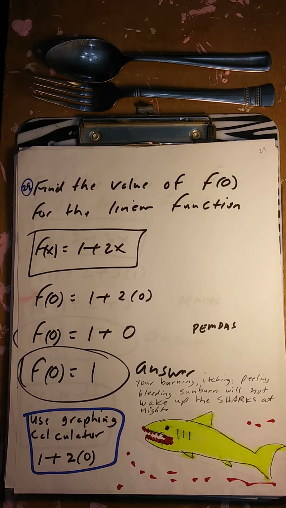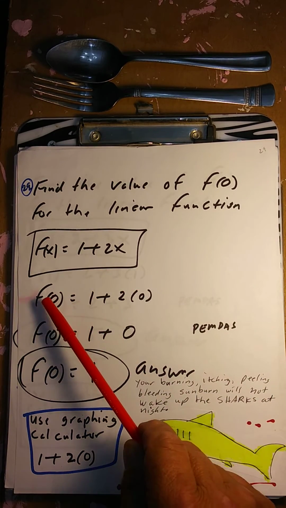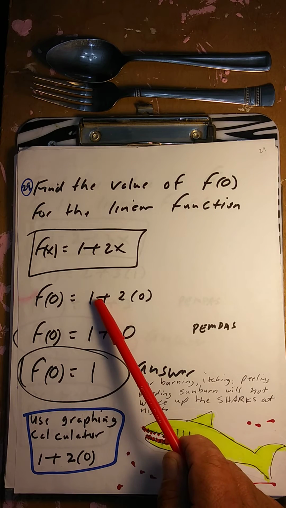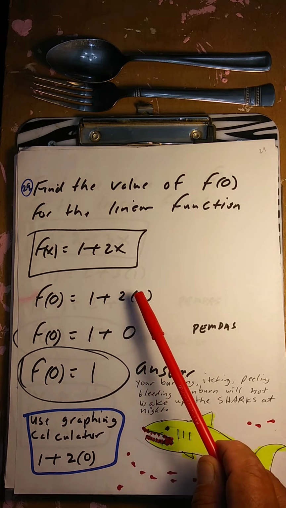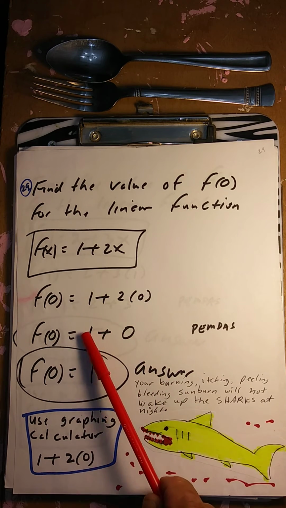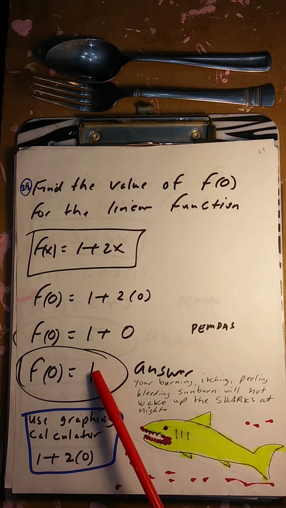All right, here we go. Find the value of f of 0 for the linear function. So put a 0 for the x, but no, don't add. You need to multiply first. 2 times 0 is 0, and 1 plus 0 is 1.